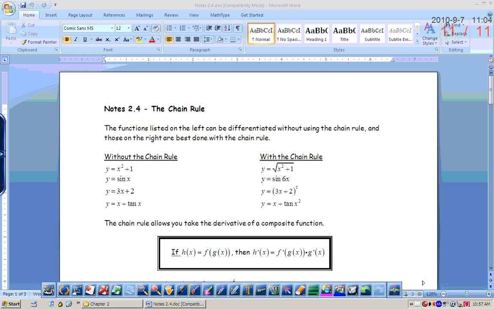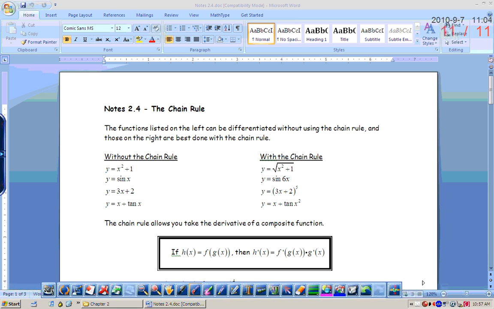All right, so the chain rule allows you to take the derivative of a composite function. And believe it or not, these are all composite functions. A composite function is a function that can be broken down into f of g of x. We've spent most of our time in Algebra 2 and pre-cal where I've given you f of x and g of x and asked you to find f of g of x. Well, now we're going to kind of go the opposite direction.